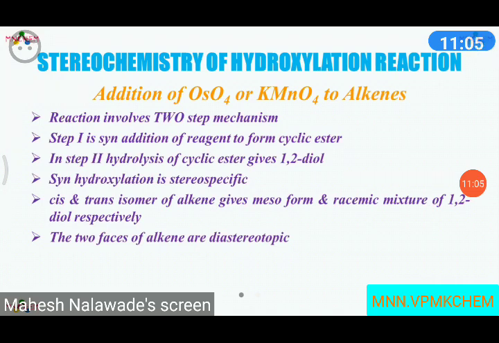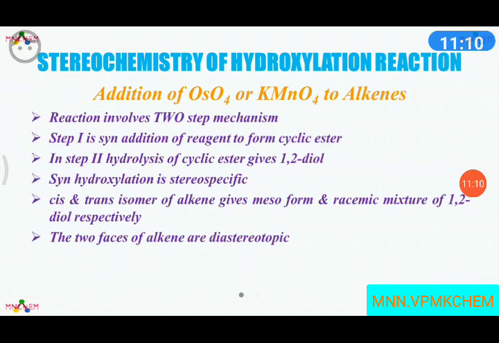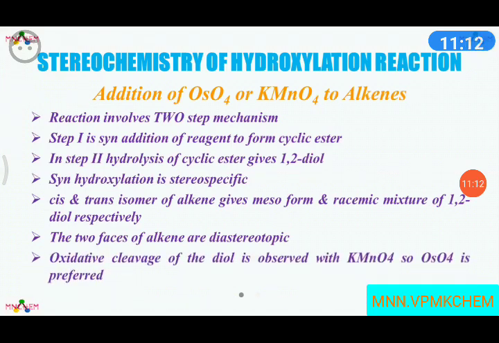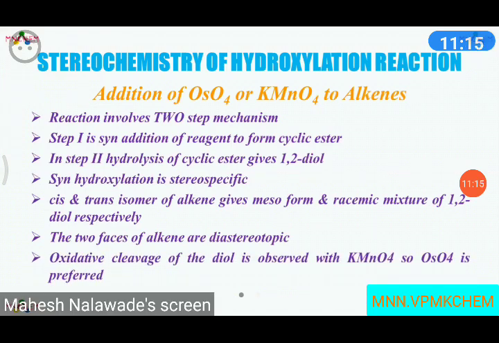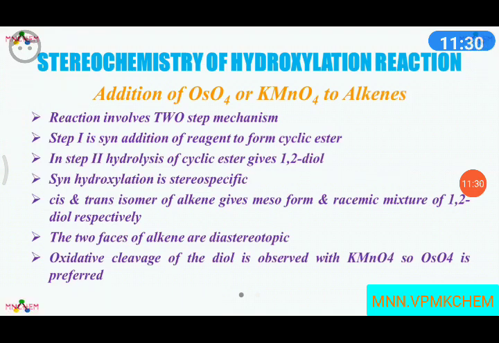Because of that, we can say the two faces of alkene are diastereospecific in nature. Here, when we compare the hydroxylation reagents, KMnO4 is a stronger reagent as compared to osmium tetroxide. And if we use excess of KMnO4, it may cause oxidative cleavage of diol. So, osmium tetroxide is always preferred for hydroxylation of alkenes.